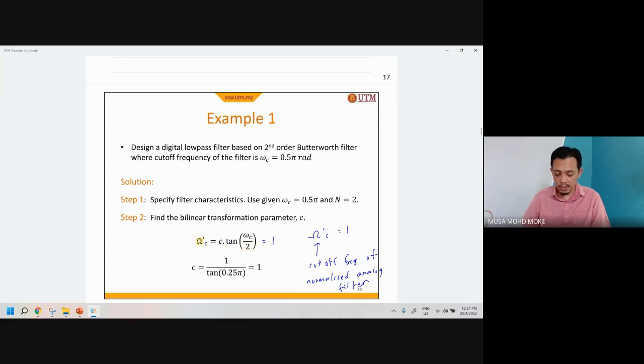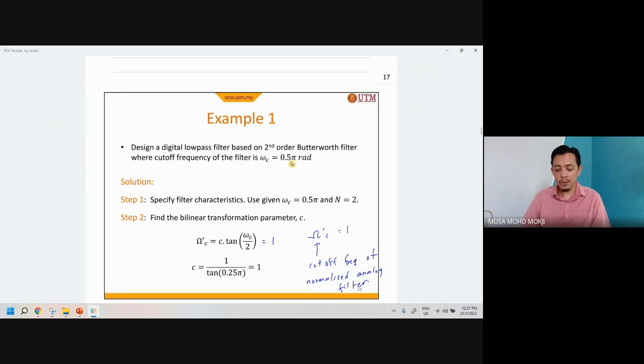So we know that this is equals to 1, then c. So this is where we get 1, this is 1, this is 1. And then you divide by the tangent of omega c divided by 2. And omega c is 0.5 pi, divided by 2, you get 0.25 pi here. Then the tangent of 0.25 pi, you will get 1. So 1 divided by 1 equals to 1. Okay, so then the c value is equals to 1, right? Of course, in this example, the value is quite nice.